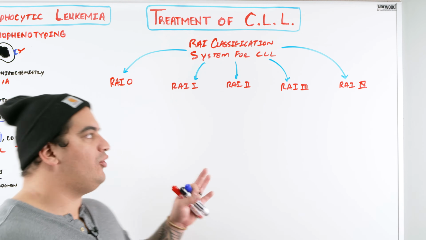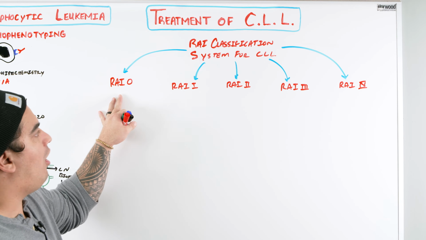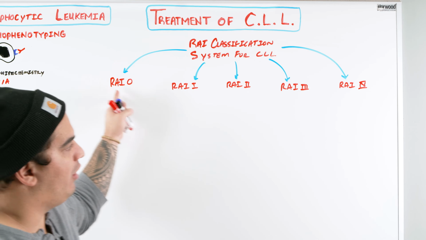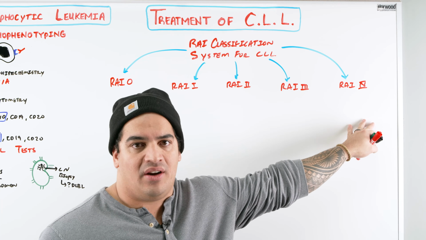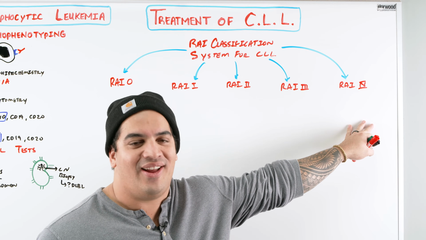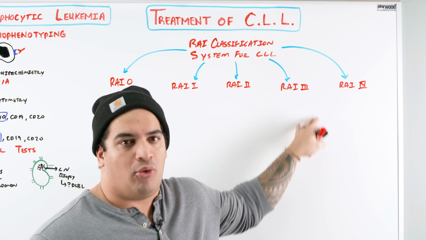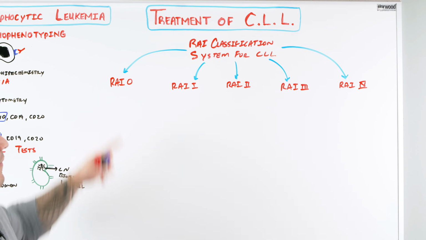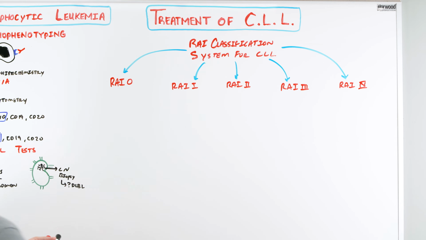So this is pretty high yield. I do want you guys to remember this. So we have RAI 0, 1, 2, 3, and 4. And obviously, as we go this way, the more severe the CLL is, the more likely we're going to be a little bit more aggressive with the treatment on these ends. So let's go through this. The first thing is you have RAI 0. What is this indicative of?